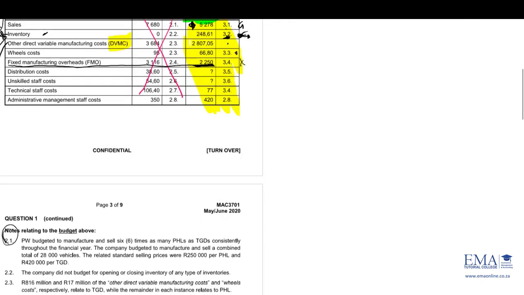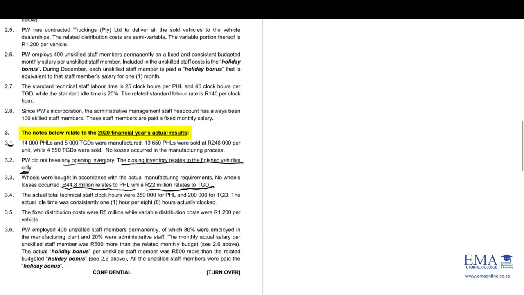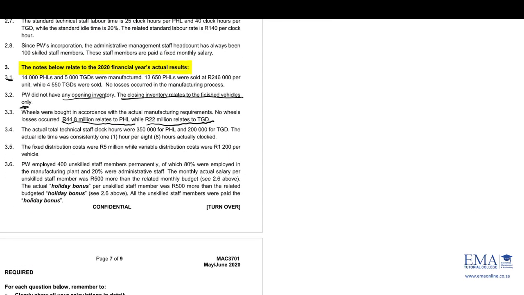They said note number 3.4. If you go to note number 3.4, here is note number 3.4. The total technical clock hours were 350,000 for PHL and 200,000 for TGD. Then they say the actual idle time was consistent, 1 hour per 8 hours actually clocked. So we're not going to worry about idle time. You use idle time in terms of calculating your variances, right? That is standard costing. So we're not going to worry about that.